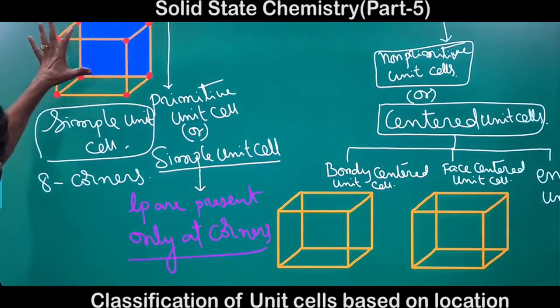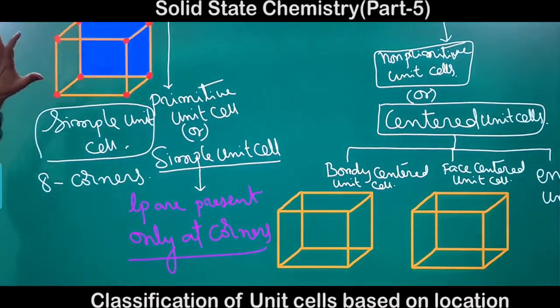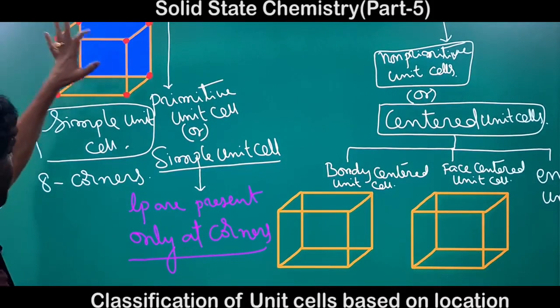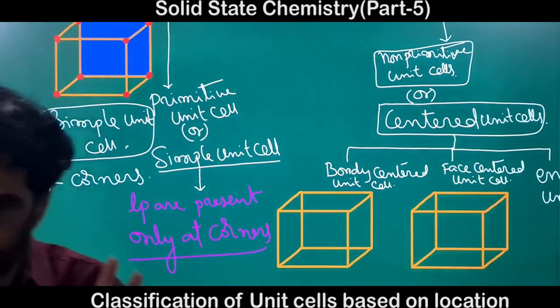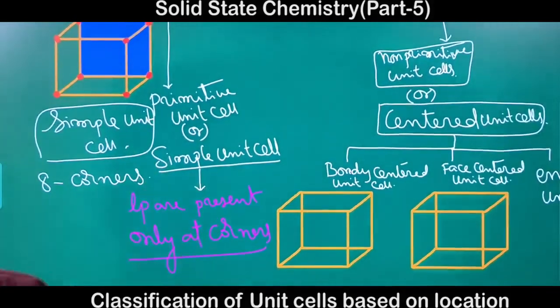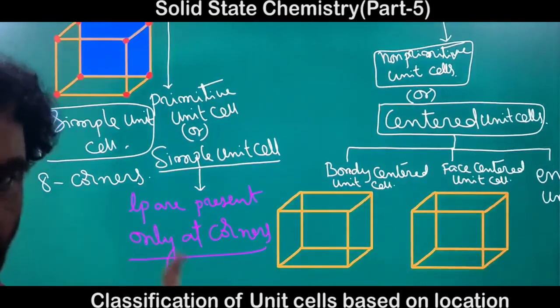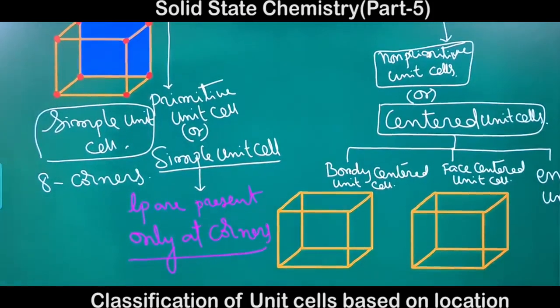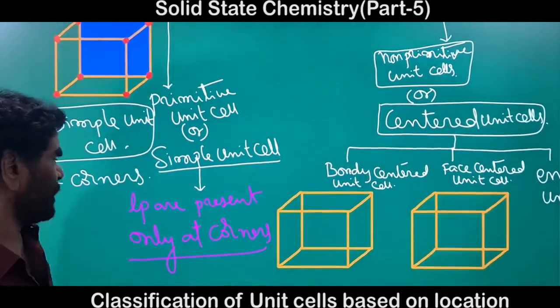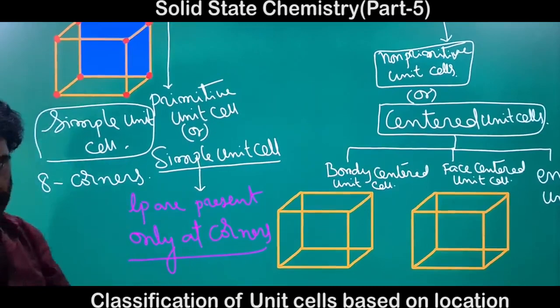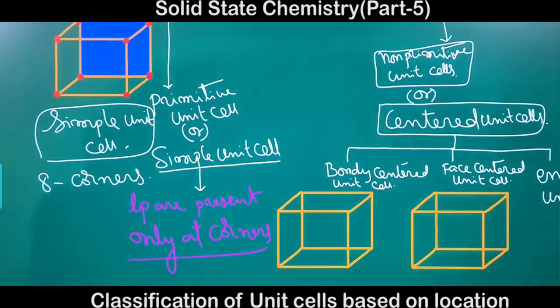So if in the given lattice, the lattice points are present only at the corners of the unit cell, that unit cell is called the simple unit cell. It may be a cube or cuboid or tetragonal, whatever it is. If the lattice points are at the corners only, not at other locations, it is called the simple unit cell.